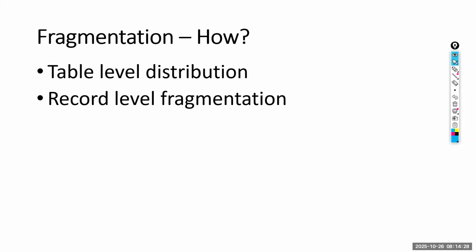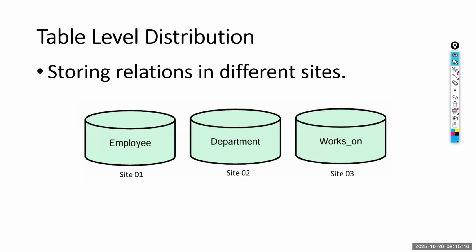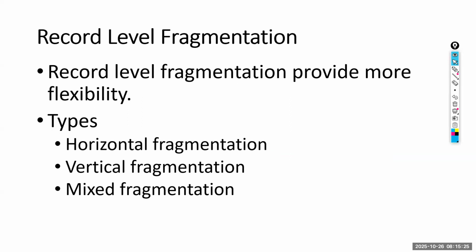Remember, we can do it at table level or record level. Table level means different tables in different sites. Record level means within the same table also. We can do it in two ways, vertical or horizontal. Horizontal fragmentation means the same table, but some records in site A and some records in site B, like customers related to site A in site A, and customers related to site B in site B. Vertical fragmentation is obviously some columns in site A and some columns in site B, and there must be overlapping columns like the primary key, otherwise you can't join them. So this is table level distribution, different tables in different sites. And at record level, it can be horizontal, vertical, or a mixture of both.